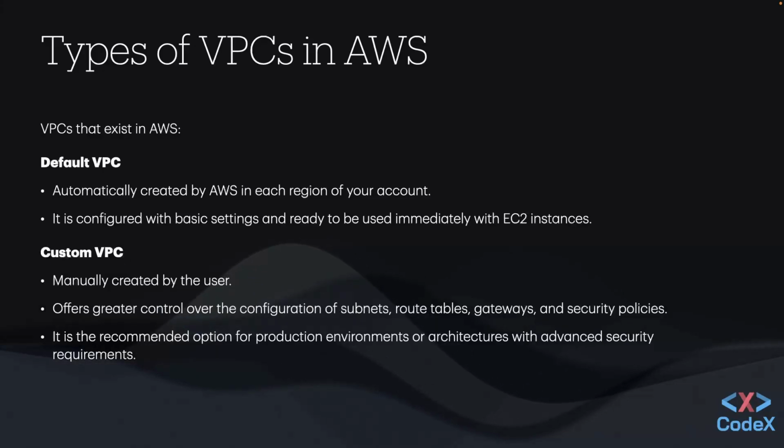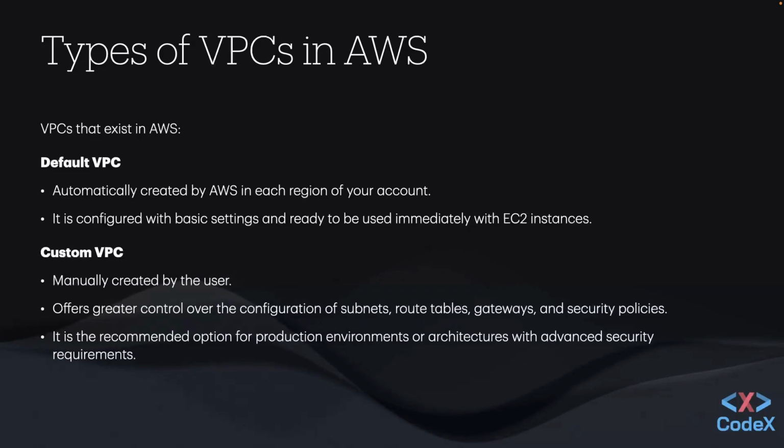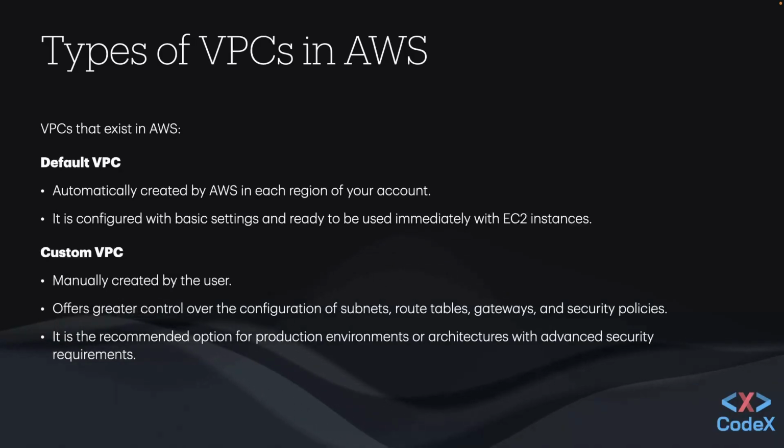Types of VPCs in AWS. Finally, it is important to know the two types of VPCs that exist in AWS. Default VPC. Automatically created by AWS in each region of your account. It is configured with basic settings and ready to be used immediately with EC2 instances.